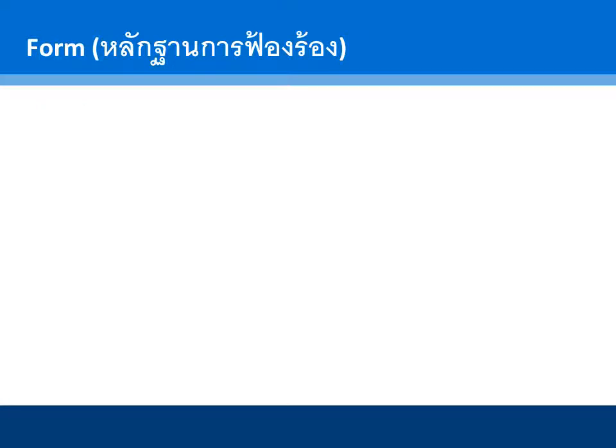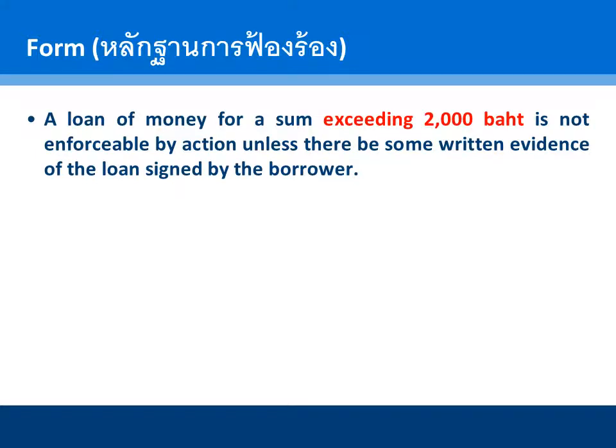The Civil and Commercial Code provides a special form for the loan of money. In particular, Section 653 provides that a loan of money for a sum exceeding 2,000 baht requires a written evidence signed by the borrower. Suppose I borrow more than 2,000 baht from you. You must have a written evidence, written contract with my signature. If you don't have this document, the contract is valid, but it is not enforceable, which means if I don't give you the money back, you cannot sue me, you cannot go to court.